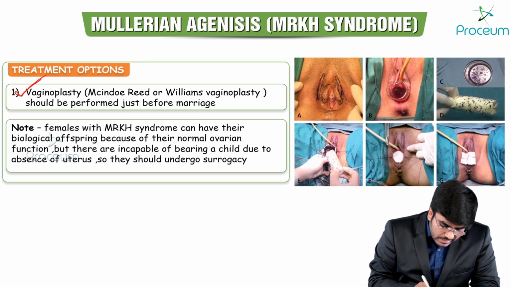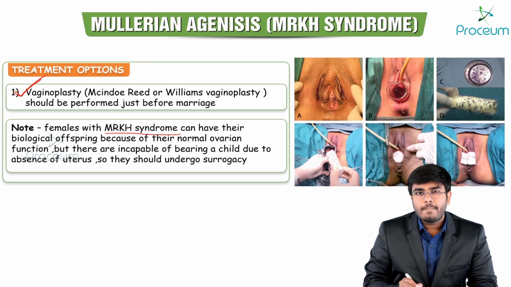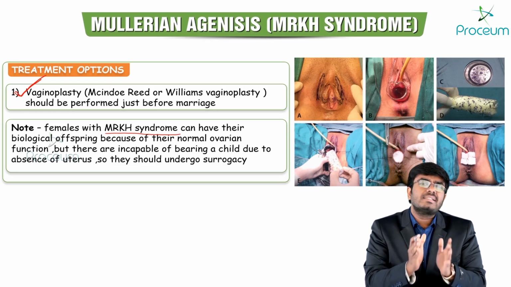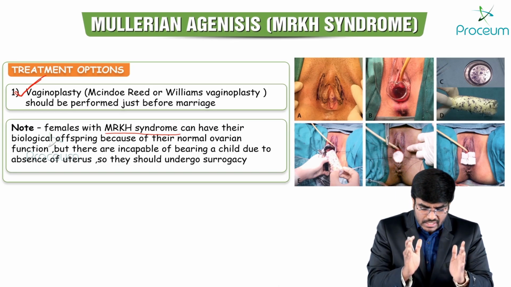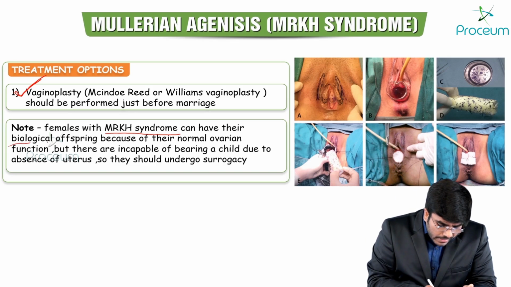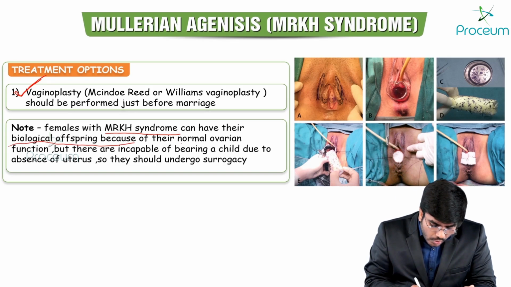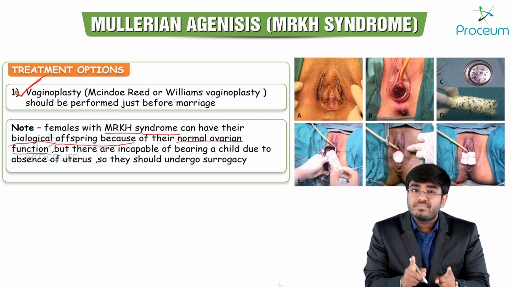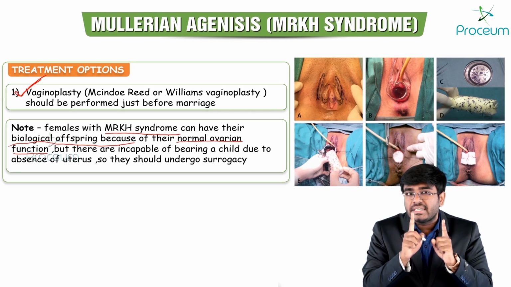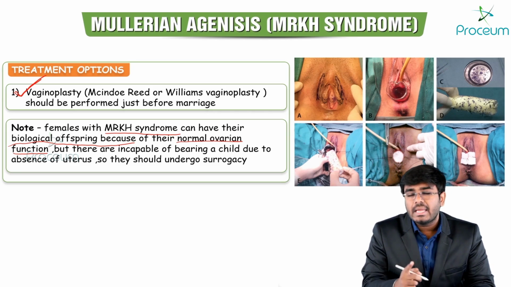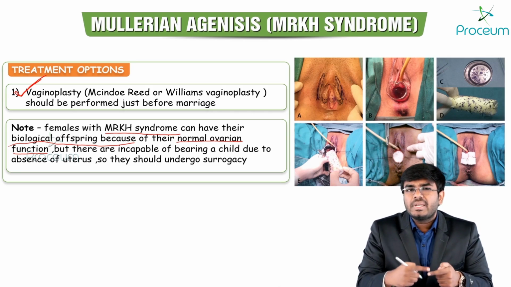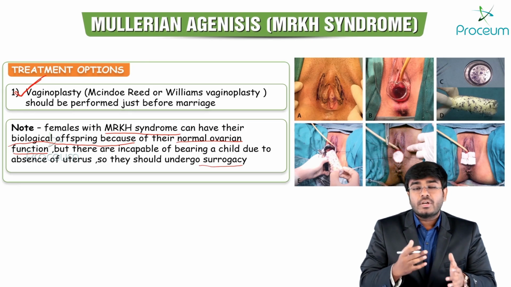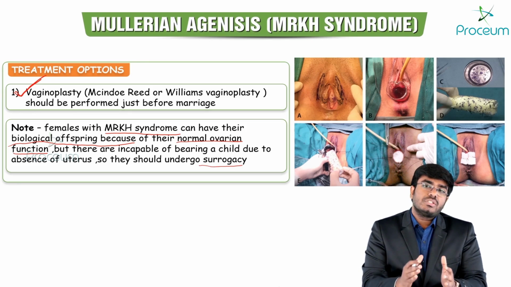Okay, important MCQ: females with MRKH syndrome, Mayer-Rokitansky-Kuster-Hauser syndrome, which is simply called Mullerian agenesis, can have biological offspring because of normal ovarian function. Ovaries are there; they develop from the genital ridges, not the Mullerian ducts. Important MCQ. I know I am repeating because they keep on repeatedly asking it in the exams. So they should undergo surrogacy to have a biological offspring.